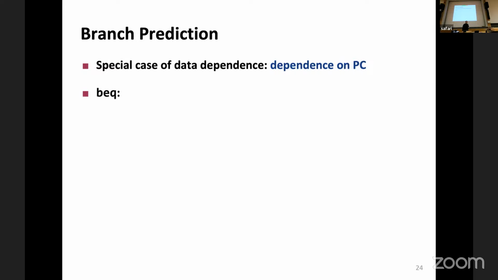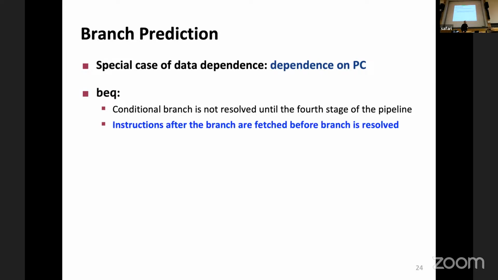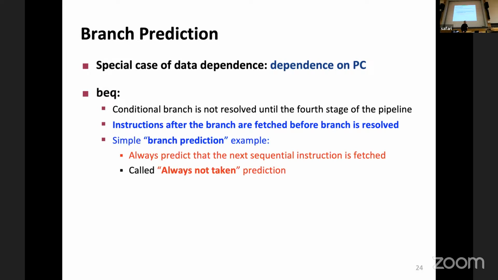So imagine for BEQ, a conditional branch is not resolved until the 4th stage of the pipeline, which is after the execution stage. So you can have a simple prediction, as I said. Imagine that we always predict not taken. Whenever I am executing a branch instruction or a non-control flow instruction, I will always fetch from PC plus 4. That's the prediction you are making, and it is called always-not-taken prediction.